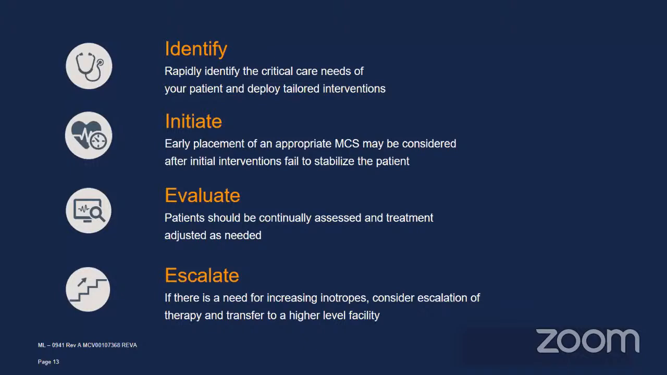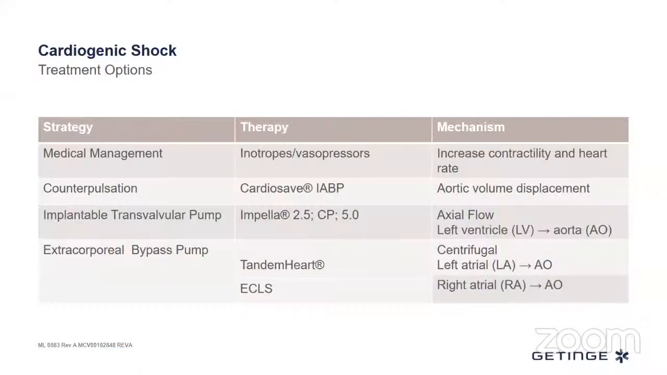So just to sum up here, the key for patients at risk and with hemodynamic compromise: rapidly identify them, initiate treatment early, evaluate quickly and often, and escalate to the next level of therapy if needed. Just took a few of the options for cardiac mechanical circulatory devices out there. First line is usually medical treatment, such as vasoactive medications, such as inotropes and vasopressors.